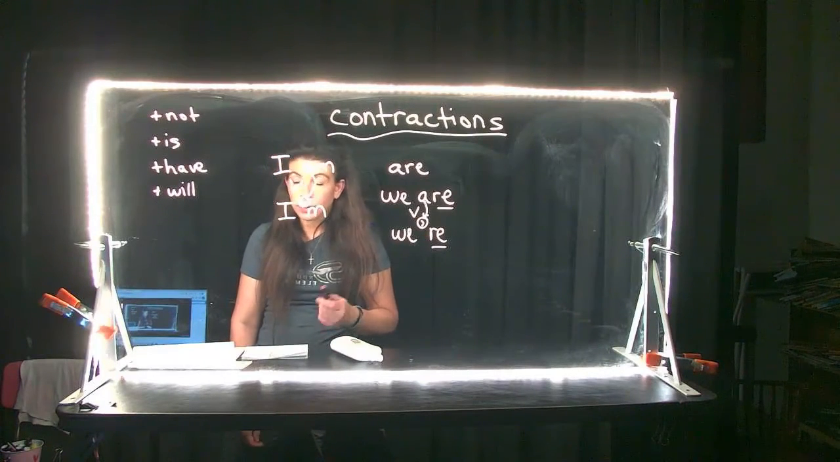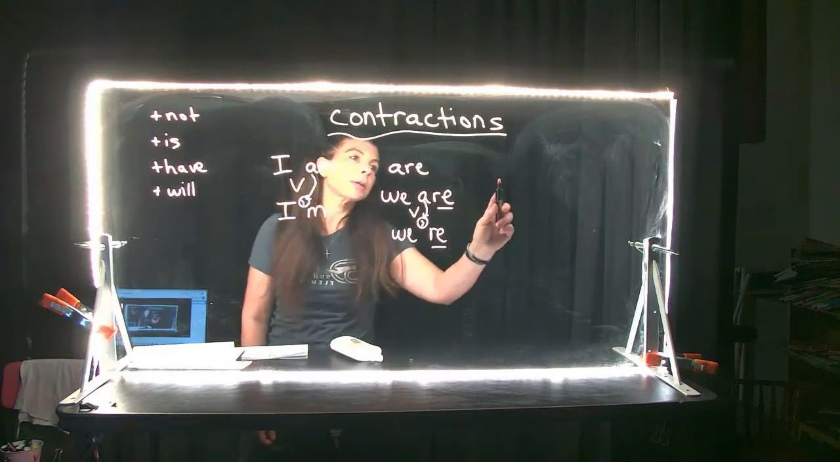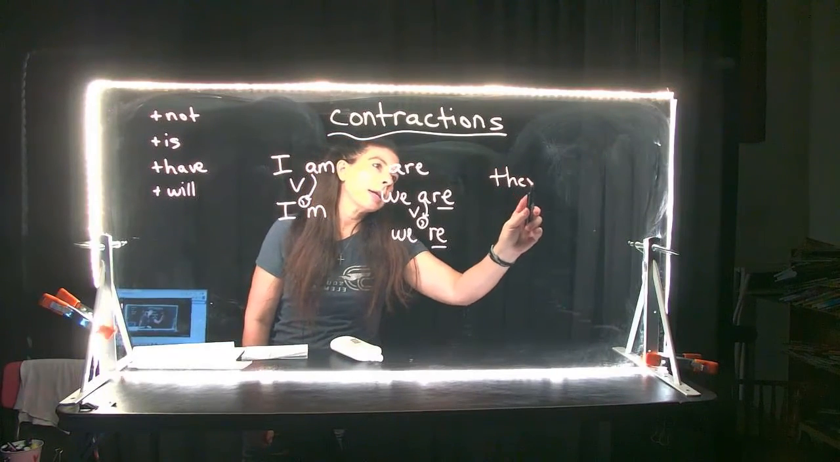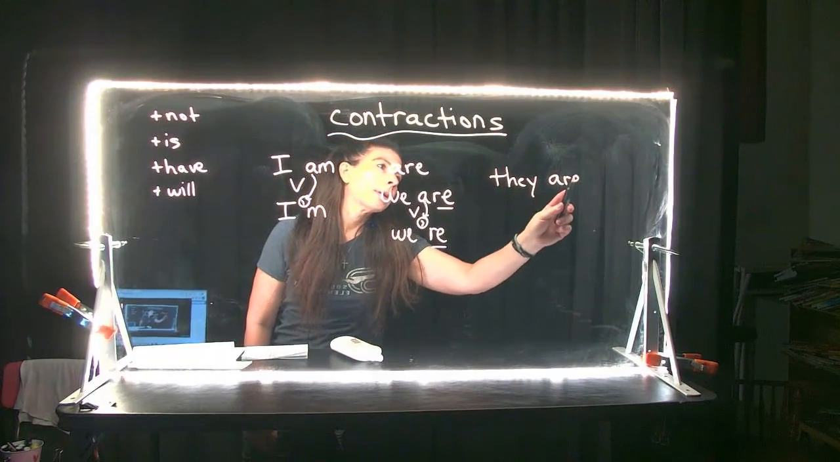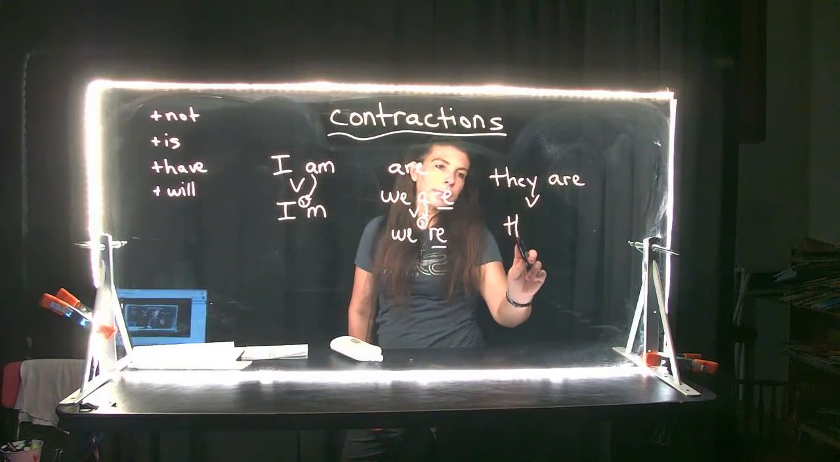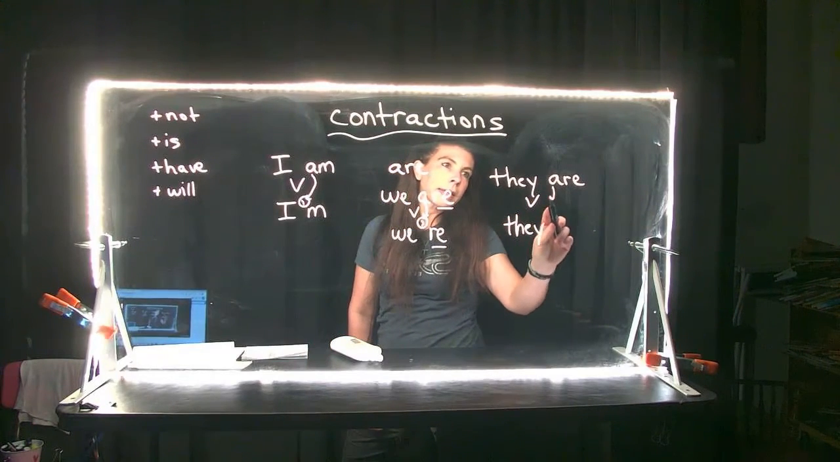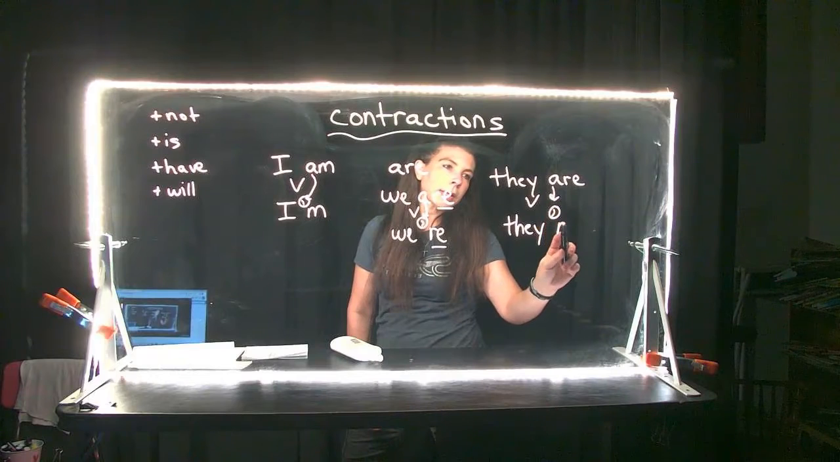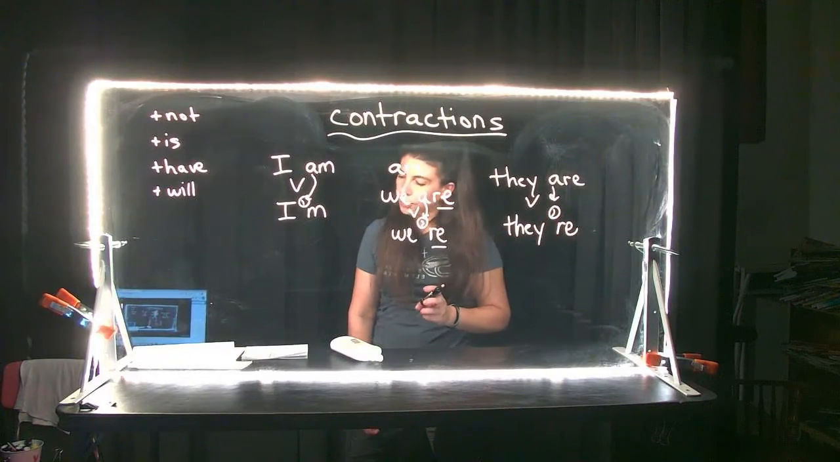They're coming. Remember, that's one of our sound-alike words. They are coming. If you want to say they're coming, the "they" stays the same. The A becomes the apostrophe, and then you have your RE. They're coming.